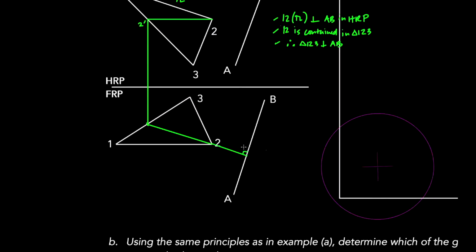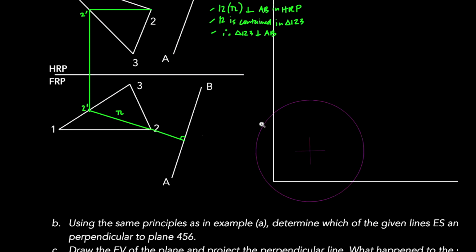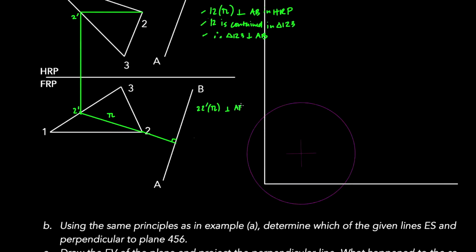You'll see that 2, 2 prime, which is true length, is perpendicular to AB. Therefore, actually, this can also be your proof, no? You can say 2, 2 prime is TL, that is in true length, is perpendicular to line AB in FRP. And 2, 2 prime is contained in triangle 1, 2, 3. Then therefore, triangle 1, 2, 3 is perpendicular to AB.